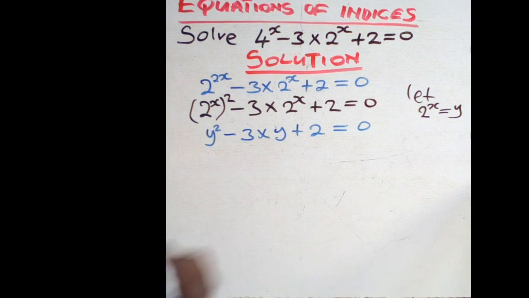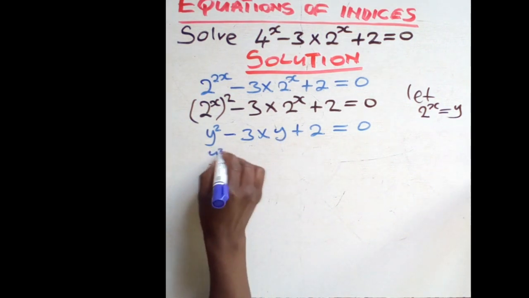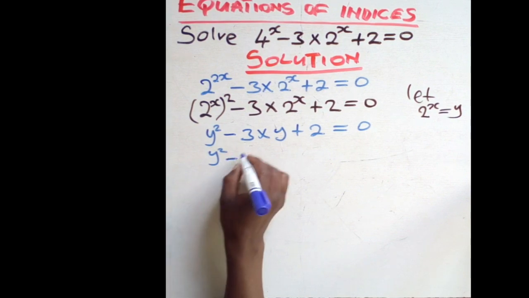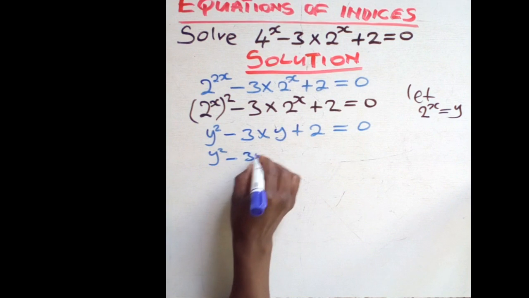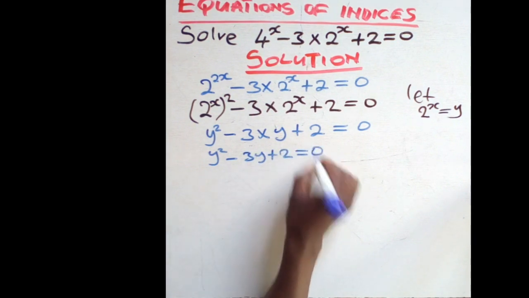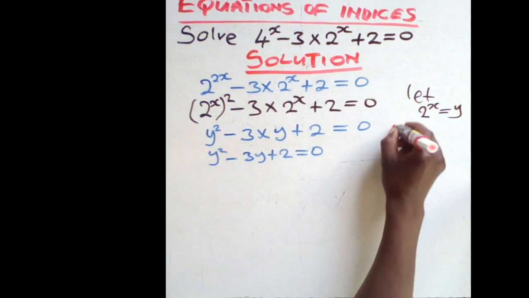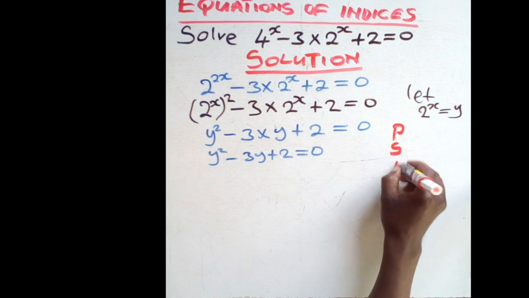From there, this can be multiplied to that. So we have y to the power 2 minus 3 times y, giving out a 3y plus 2 is equal to 0. What we have here is a quadratic equation. So you can find the product, the sum, and the factors. Product, sum, and the factors.